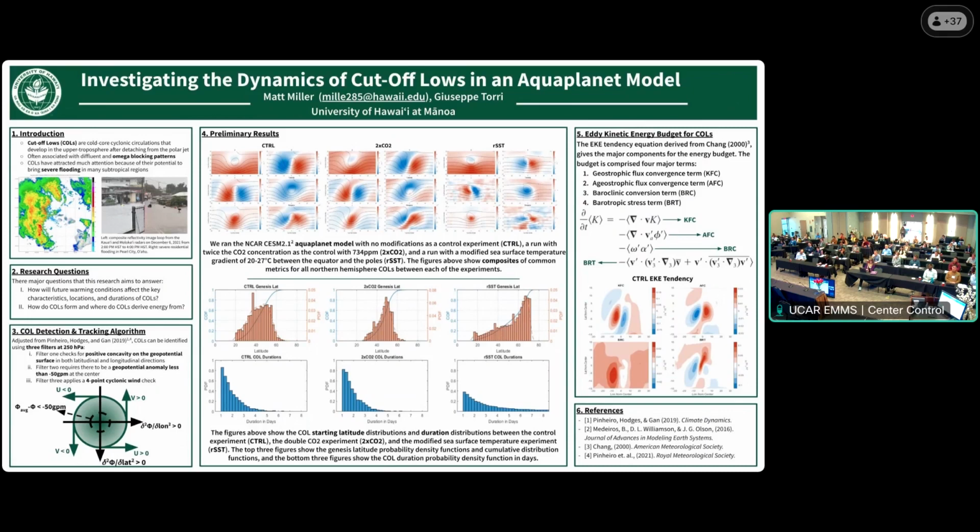Our preliminary composited results show that the 2x CO2 and relaxed SST experiments are markedly different from the control run, which aligns closely with the real-world cutoff flow events. The genesis latitudes in the 2x CO2 experiment have a smaller standard deviation around the mean genesis latitude, while in the relaxed SST experiment, we see the distribution is skewed farther north.